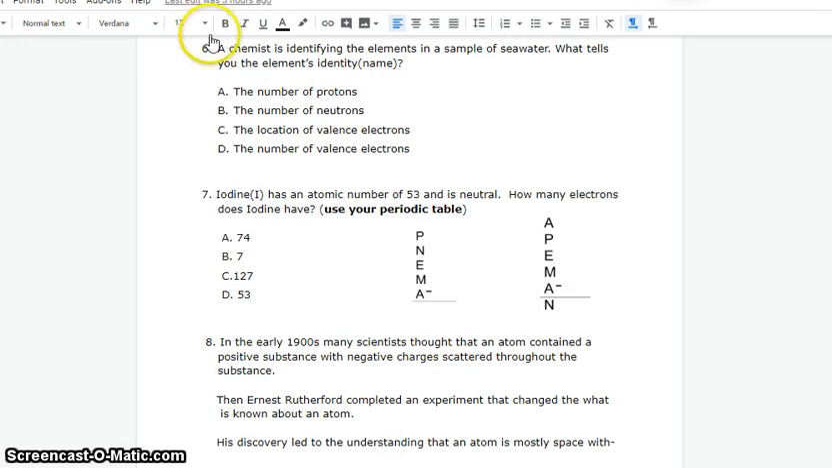Number 6. A chemist is identifying the elements in a sample of seawater. What tells you the element's identity, or its name? What tells you the name of an element? Is it A, the number of protons, B, the number of neutrons, C, the location of valence electrons? It is not D.